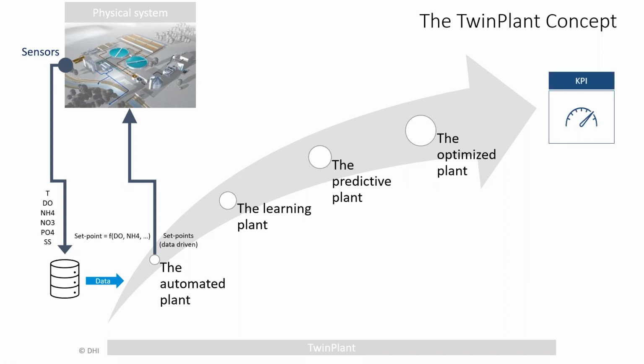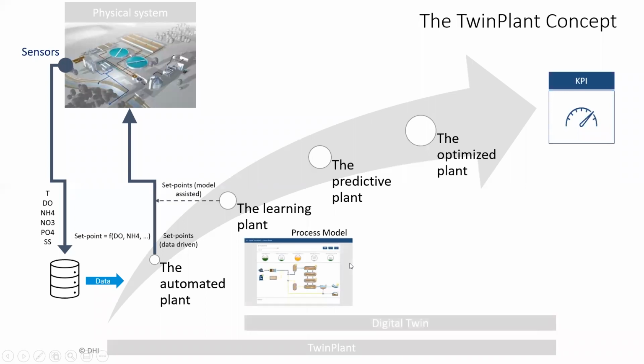And they calculate them in more or less sophisticated ways, but it's basically just a function of this real-time data that gets in. These set points are transferred back into the physical system through the SCADA system. And as you progress to the learning plant, the predictive plant, and the optimized plant, it is essentially about improving the way you calculate these set points so that you better meet your KPIs.